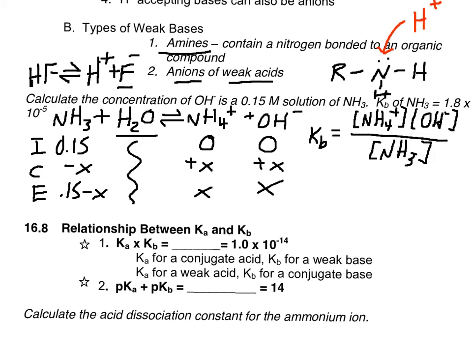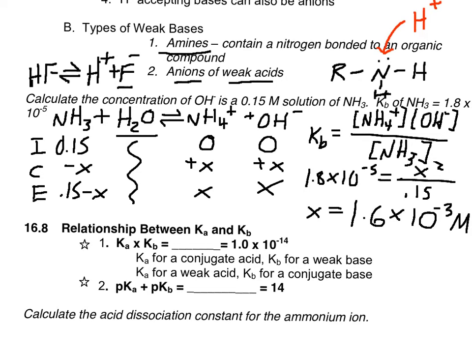And now I'm going to plug this into my equilibrium expression. Here's my equilibrium expression. Notice I did 0.15 minus x and assumed that was about equal to 0.15. That's because my Kb is small, so I can do that. And when I solve for x, I get 1.6 times 10 to the negative third, which is equal to my concentration of my hydroxide ion.